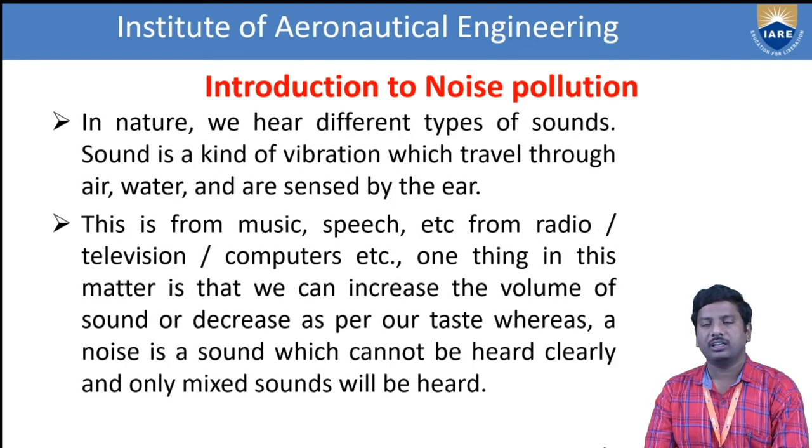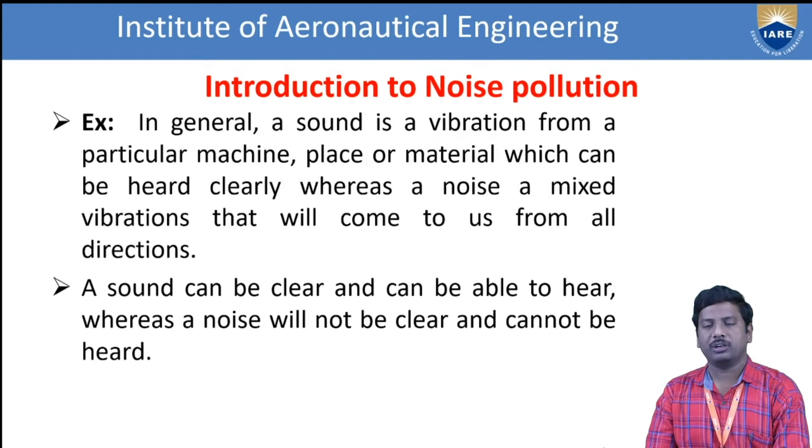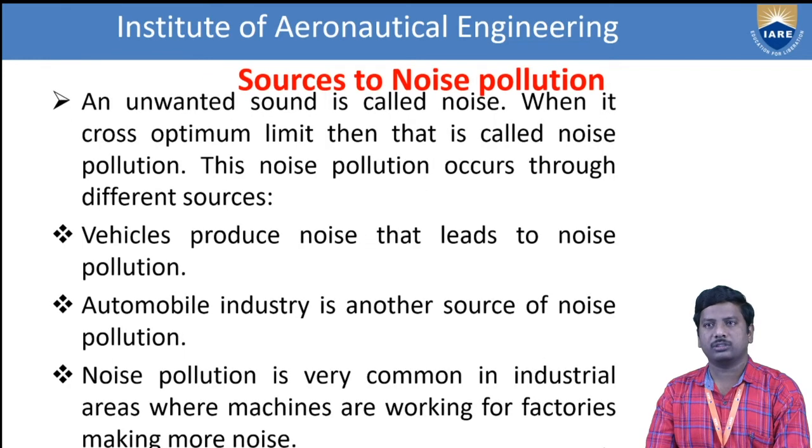In nature we hear different types of sounds. Sound is a kind of vibration which travels through air and water and is sensed by the ear, for example from music, speech, radio, television, computers, etc. We can increase or decrease the volume of sound as per our taste, whereas noise is a sound which cannot be heard clearly and only mixed sounds are heard. In general, a sound is a vibration from a particular machine, place, or material which can be heard clearly, whereas noise is mixed vibrations that come to us from all directions. So a sound can be clear, whereas noise is not clear.